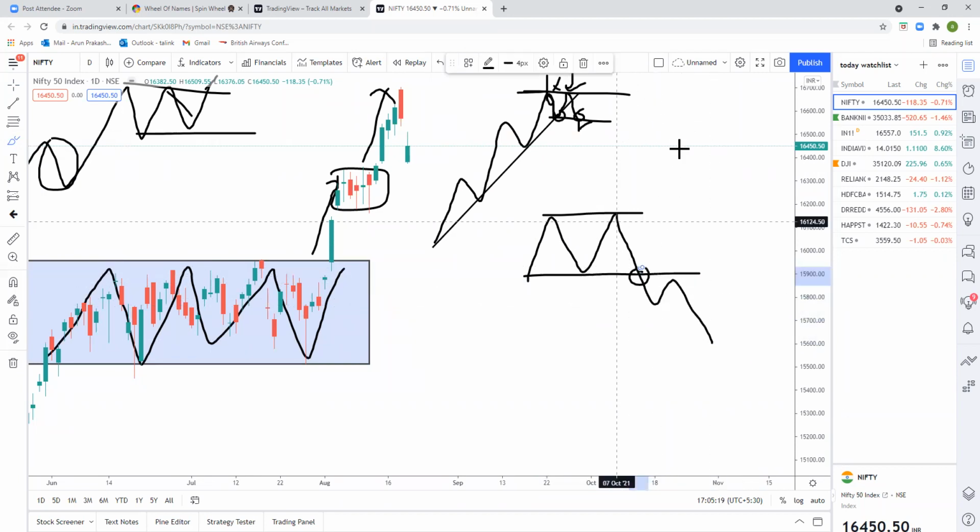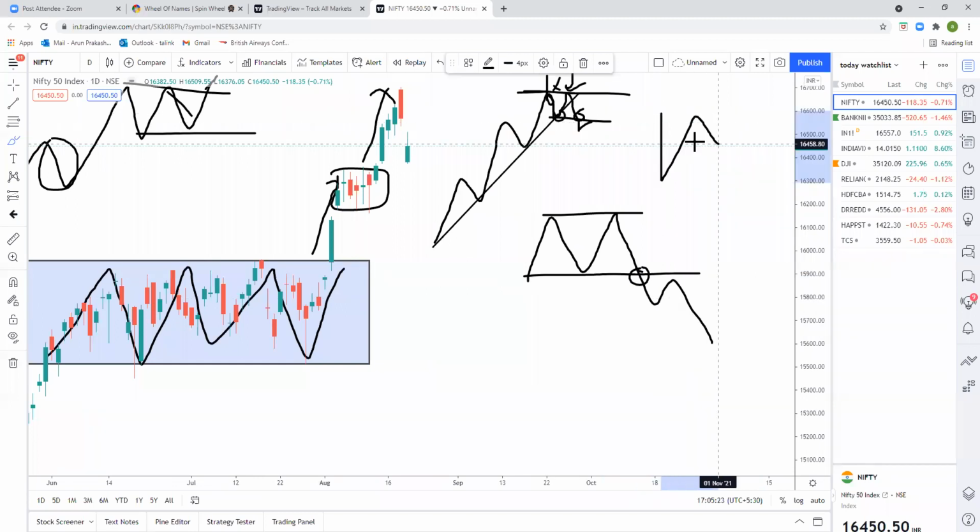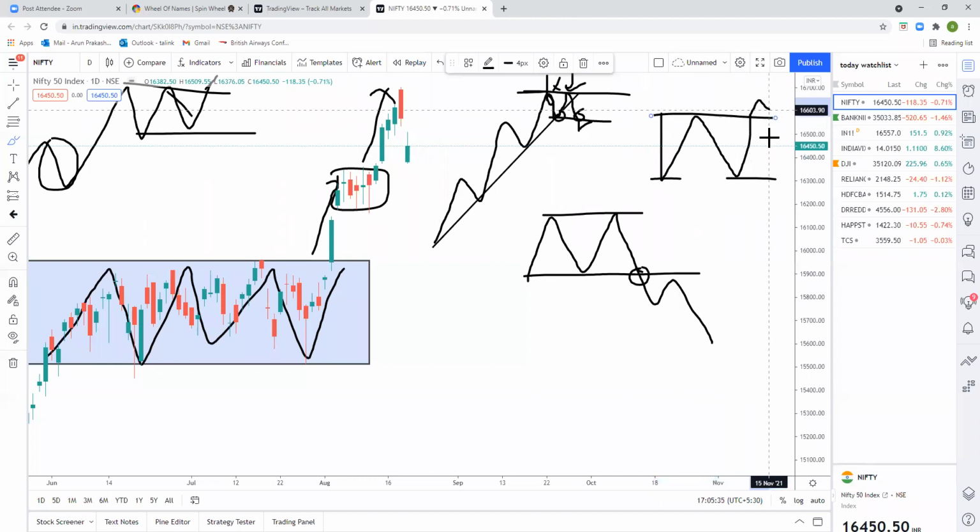Same way with the double bottom. When you see the price making two bottoms, do not be aggressive and call it a double bottom and take long trades here. Unless the neckline is broken, you will not get any confirmation for this double bottom.